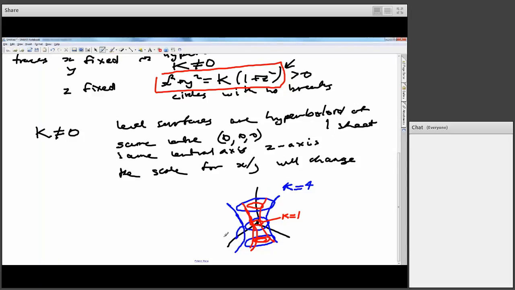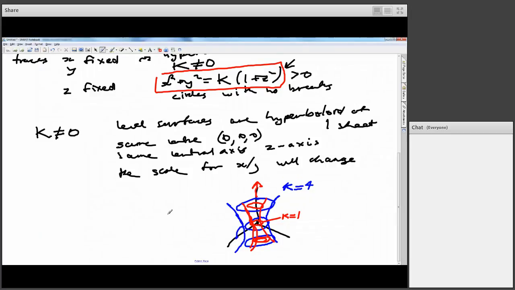So if you change the k, the overall shape's pretty much the same thing, because it's still circular hyperboloids with the same central axis, the z-axis here. But what's happening is they're shrinking as k gets smaller, or getting bigger as k gets bigger. And the radius of the inside circle here is proportional to the square root of k. You can say that different ways, but that's the key idea.